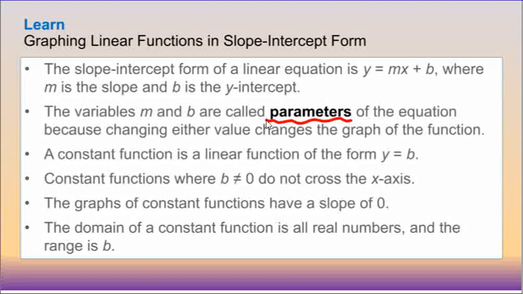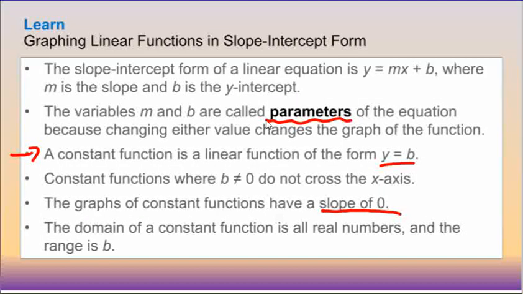Now you might have a constant function, and a constant function is just a linear function in the form of y equals b, which just means we're going to have a horizontal line that crosses the y-axis. Anytime you have a constant function where b does not equal 0, they will not cross the x-axis. So it's just going to be a horizontal line. And your slope is always going to be 0 for a horizontal line.